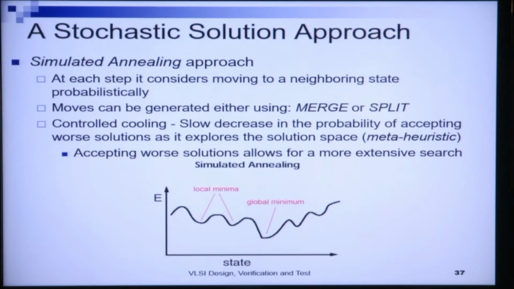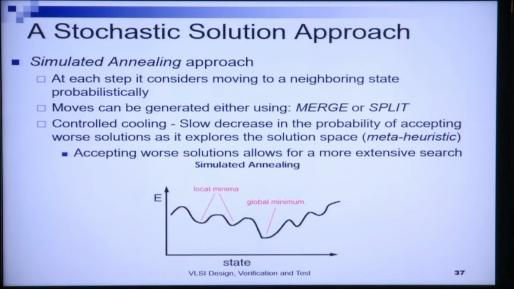And that gives me an intermediate state, and that state has a cost, and from that state I can move to another state by either merging another register or another functional unit, or by splitting a current hardware register or functional unit into two different hardware units, with two different sets of operations or temporary variables in them. So at each step it considers moving to a neighboring state probabilistically. Moves can be generated either using a merge or a split.